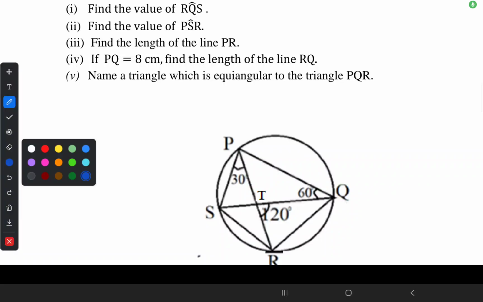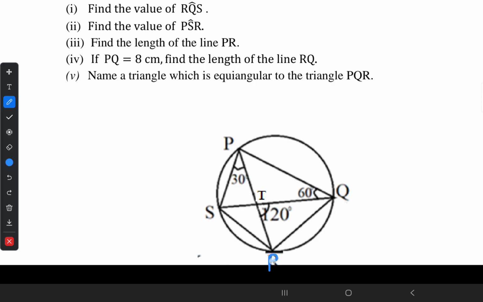Okay, from the given details, we need to find RQS first. So look at this with reasons. We need to find the angle with reason. There is a chord here. I will draw that here. Circle, there is a chord.